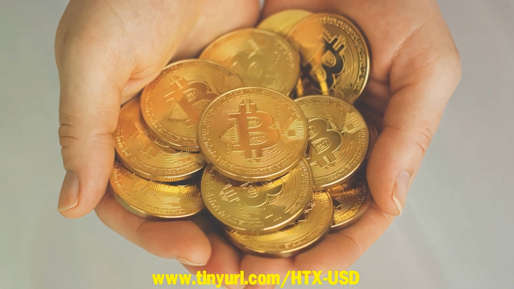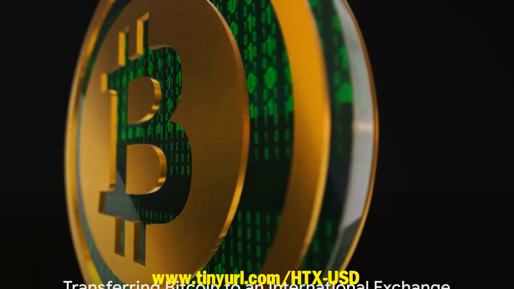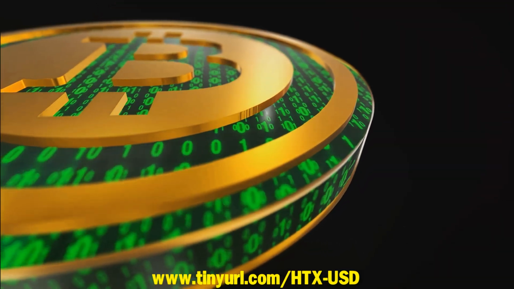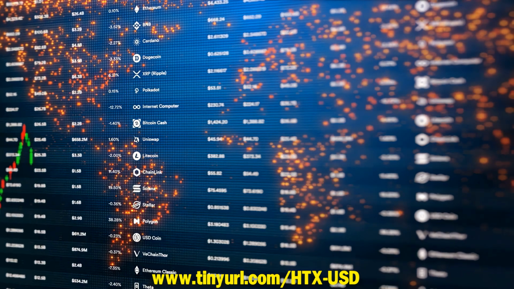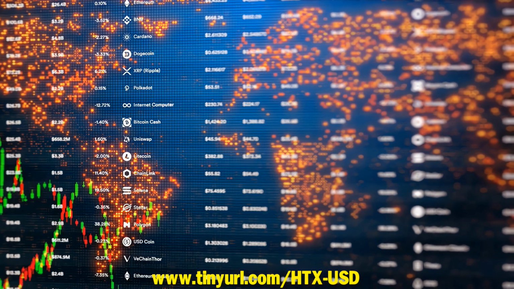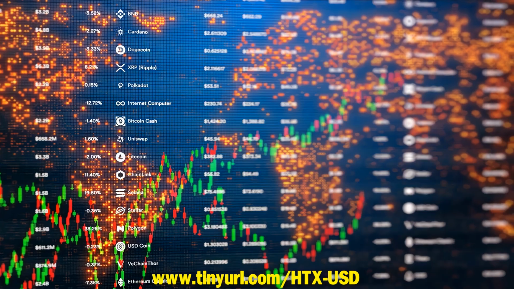Great job! You've successfully purchased Bitcoin using RMB. What's next, you ask? Let's find out. The next step is transferring your newly acquired Bitcoin to an international exchange. Now that you've successfully purchased some Bitcoin with your RMB, it's time to move it to a more global platform. This process is known as transferring Bitcoin to an international exchange.